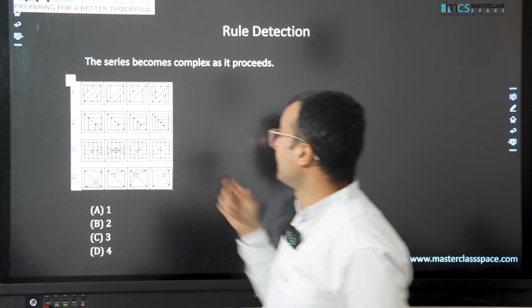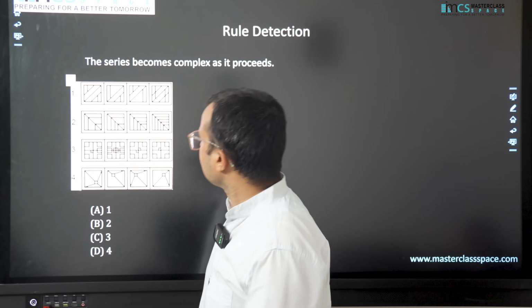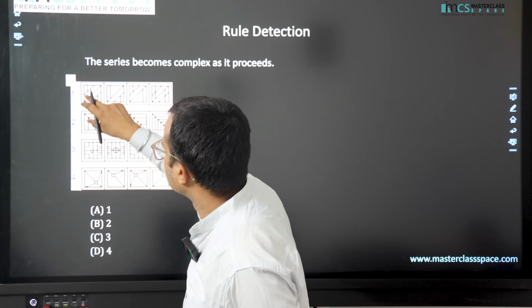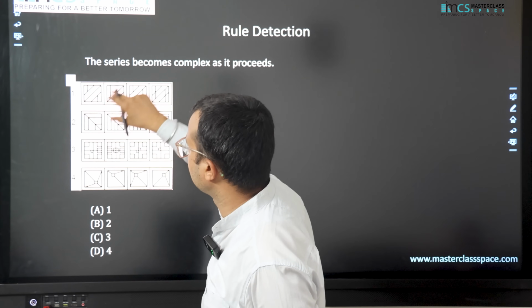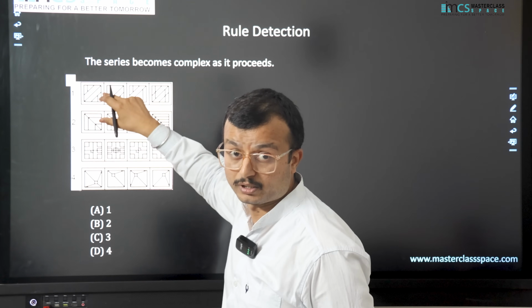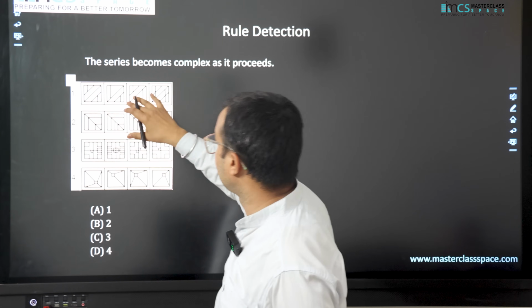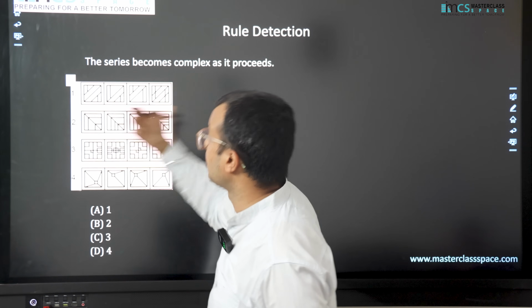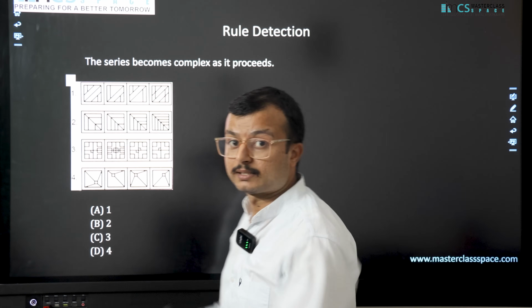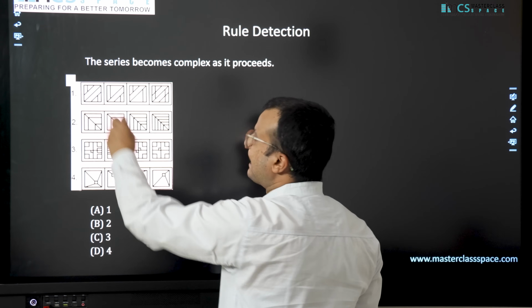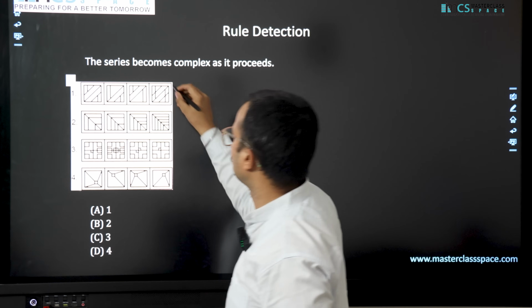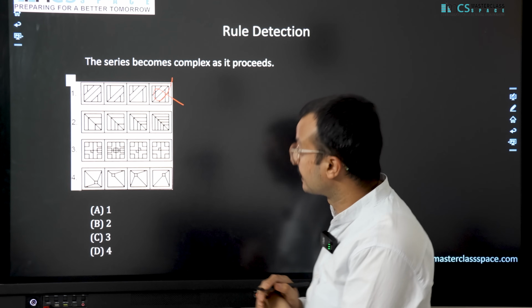So let's start with option 1. You can see this line was there and suddenly this line is not there. Simply the figure has become simpler. It has not become complex. You removed the line, you made that figure simpler. So this option can be rejected.